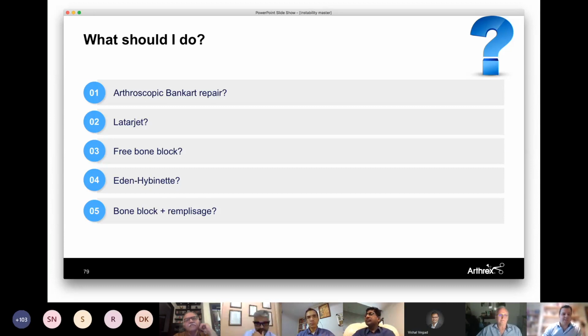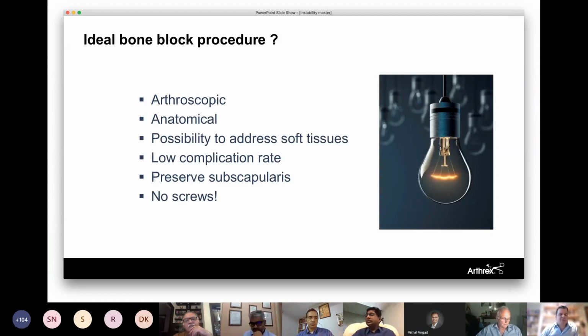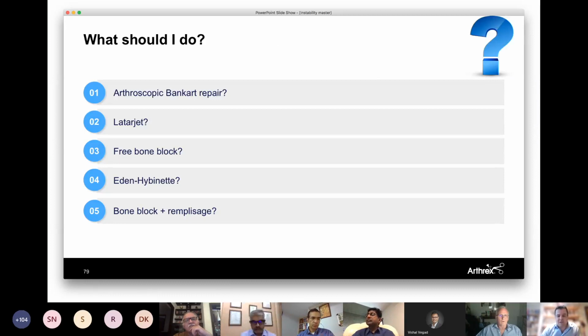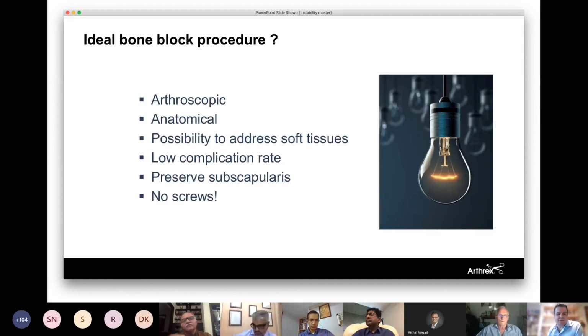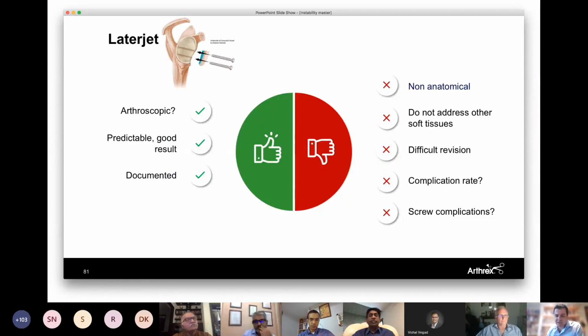What was my reasoning about what to do? So I think, what is the ideal bone block procedure for me? I want it to be arthroscopic. We want to develop arthroscopic surgery, so I want to have an arthroscopic procedure. I want it to be anatomical. Then I would like to address other soft tissues, like maybe biceps tendon, labrum, capsule, whatever. I want to have a low complication rate, and if I don't have to, I don't want to do something with the subscapularis. So what should we do? And of course, I don't want screws in the shoulder, because somebody will be talking about it, that the screws you have to remove, and they often irritate anteriorly.